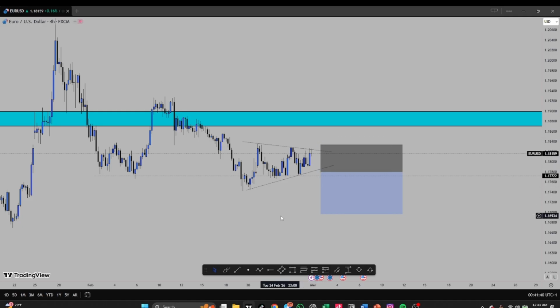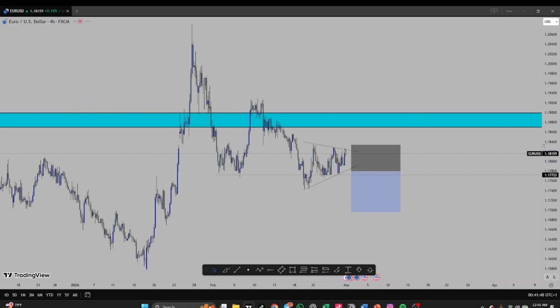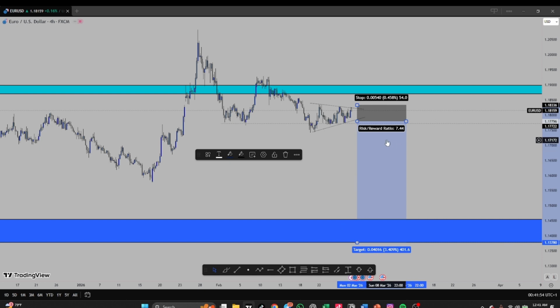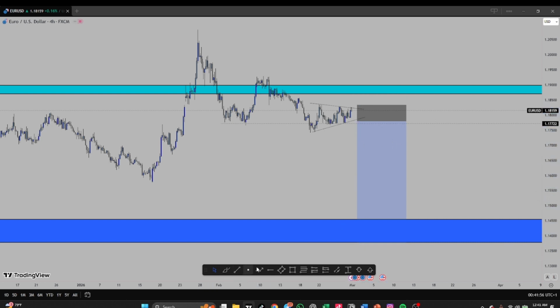If you are a day trader or scalper, this stop loss might possibly be too large for you. This is 54 pips, which is still okay by me, and my next level target is going to be the next support level, which is a ratio of 7. My first level target is going to be here, definitely.